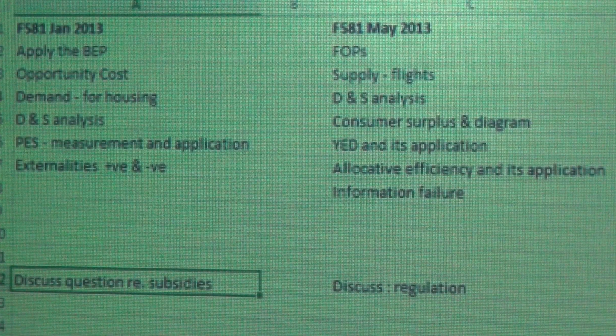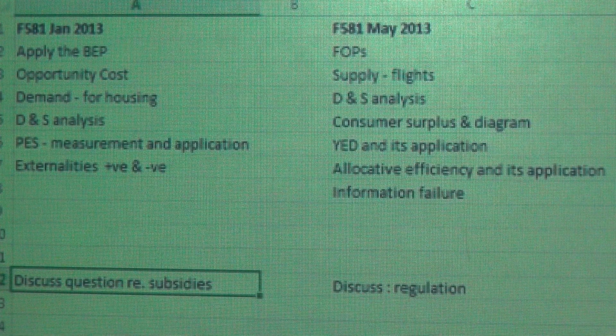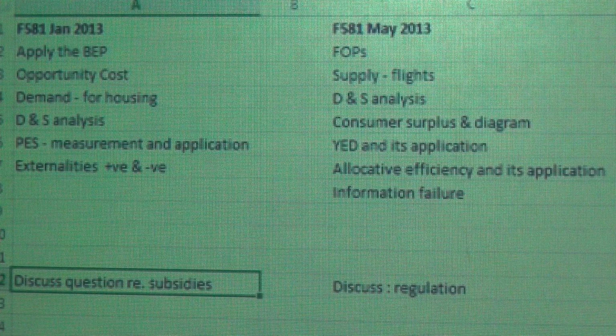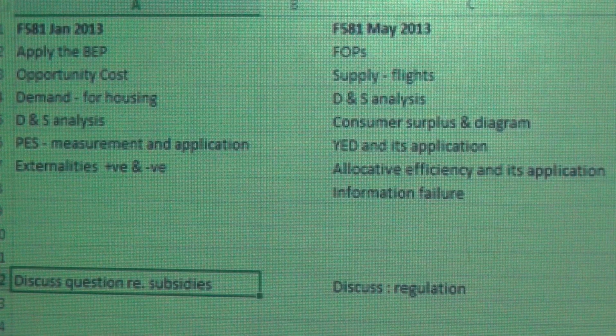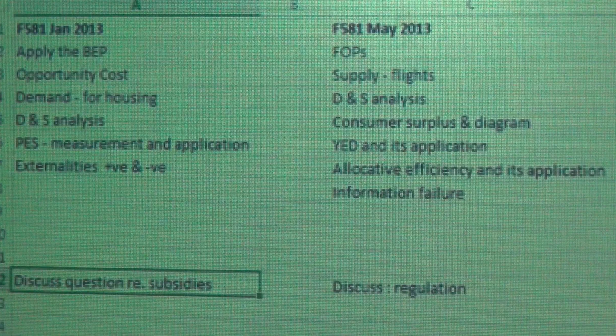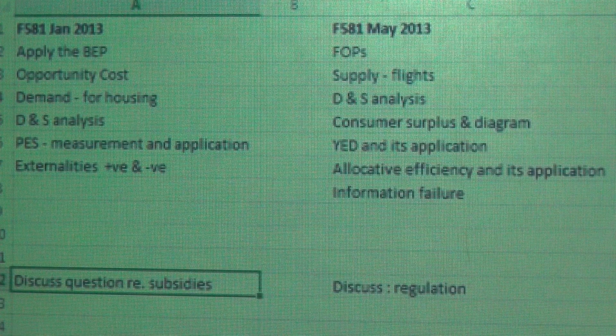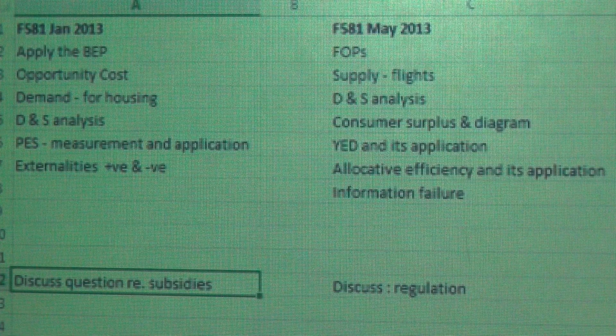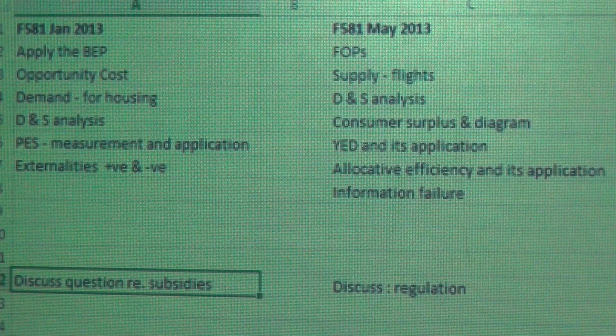Hi everybody. Today I'd like to put together a video for the Markets in Action paper. That's paper F581. So this would be appropriate for people in year 12 who are doing the AS paper for the first time, or people in year 13 who are possibly resitting this particular paper.